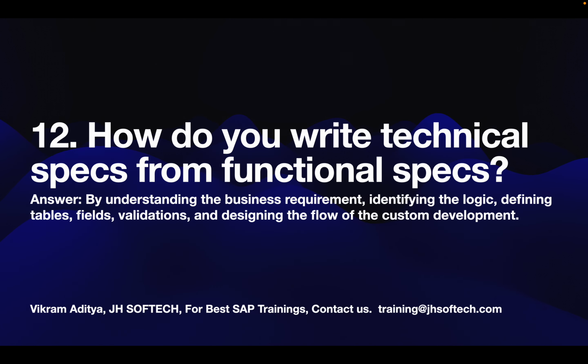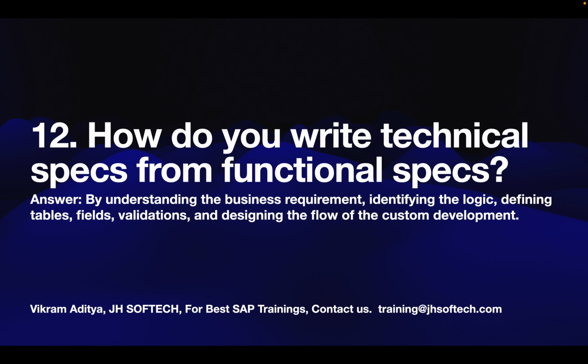How do you write technical specifications from functional specifications? By understanding the business requirement, identifying the logic, defining tables, fields, validations, and designing the flow of the custom development is what we do to write the technical specification from the functional specification.